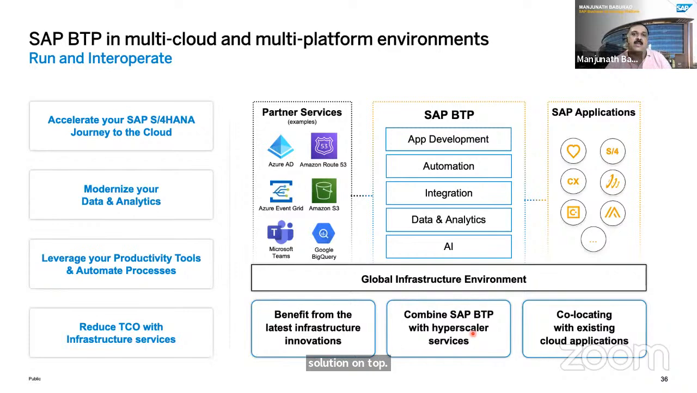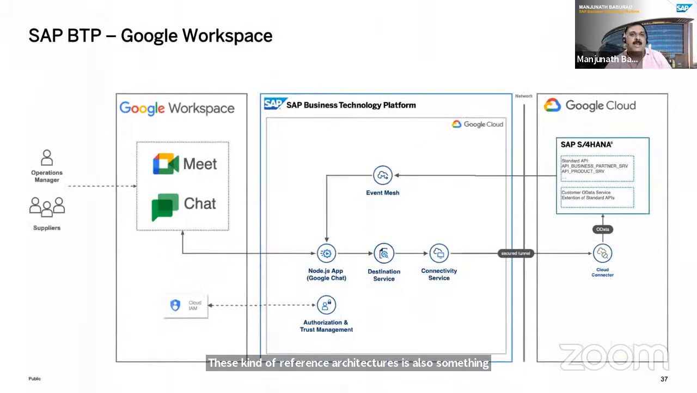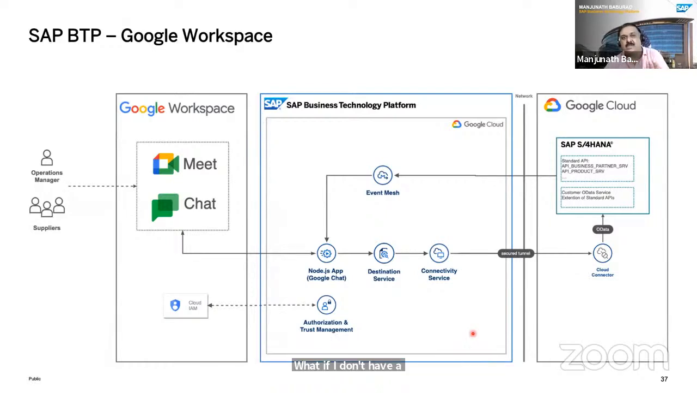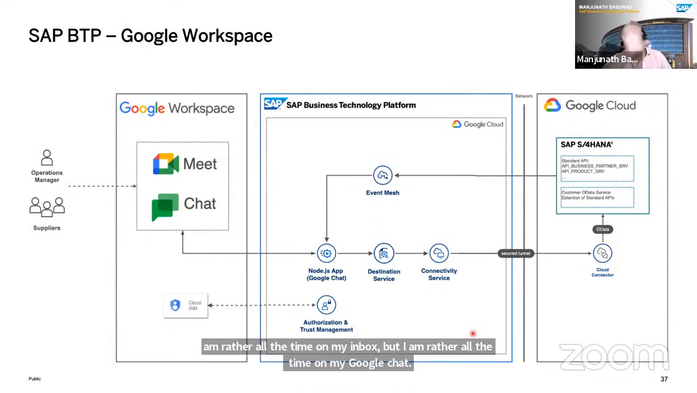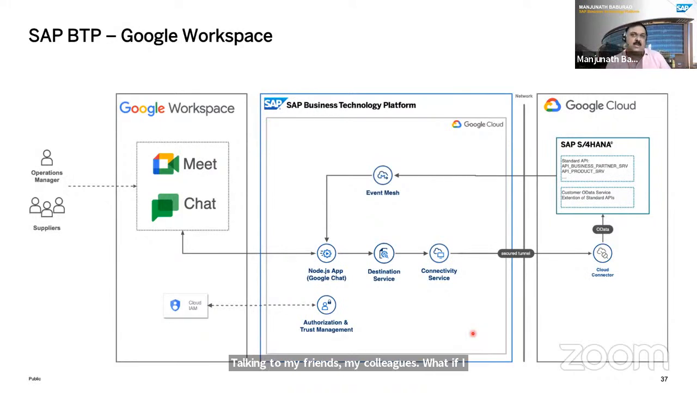These reference architectures are also something that we openly indicate. I want to bring out just 2 examples to bring that sense into your mind. There are many more. One is something as simple as productivity. For example, I have an S/4HANA cloud system and I'm creating a purchase requisition. What if I don't have a notification of a purchase requisition created in a workflow service, which I don't open in my inbox, but I am rather all the time on my Google chat, talking to my friends, my colleagues? What if I can get a notification when such a purchase requisition gets created, into my Google chat?